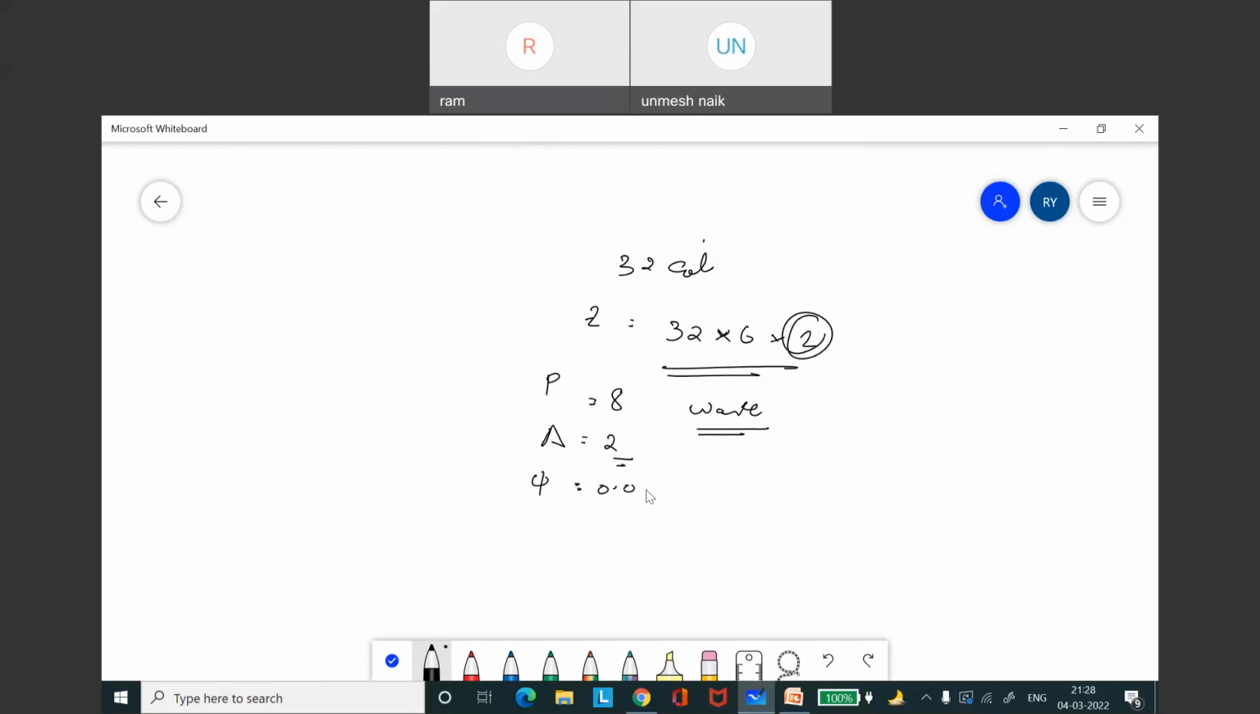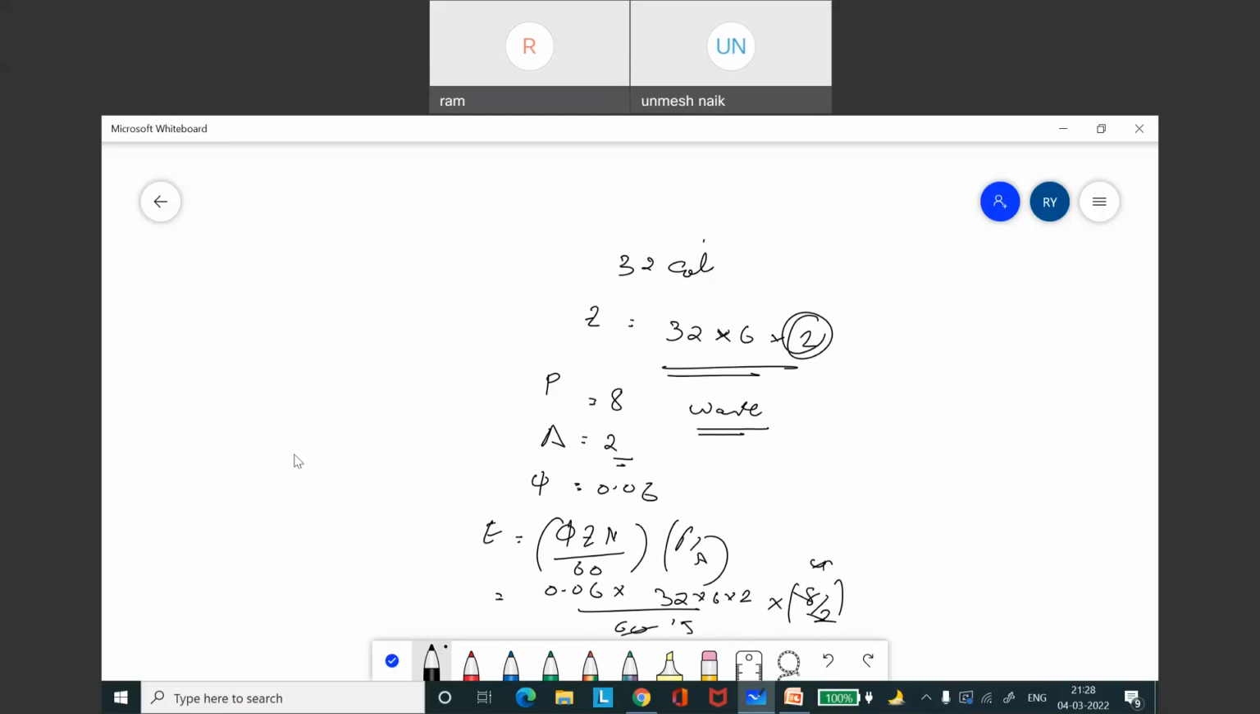So E is equal to phi Z N by 60 into P by A. So this gives us 0.06 into Z, 32 into 6 into 2, by 60, into P is 8 by 2, 4, into 250. 384.